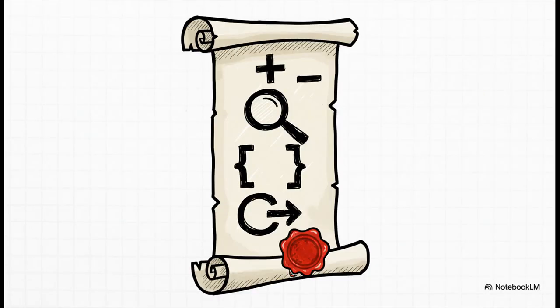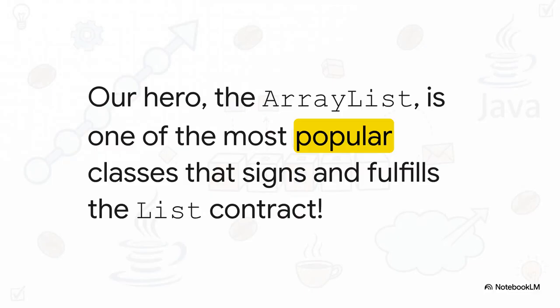So there's a specific contract called the List interface. This contract guarantees that any class that agrees to its terms will absolutely know how to do things like .add and .remove. Sound familiar? These are the exact methods we were just using. And that's the big connection. Our ArrayList is just one of the most popular classes out there that signs the List contract. It agrees to follow all the rules, and that's why it has all those abilities we find so useful.